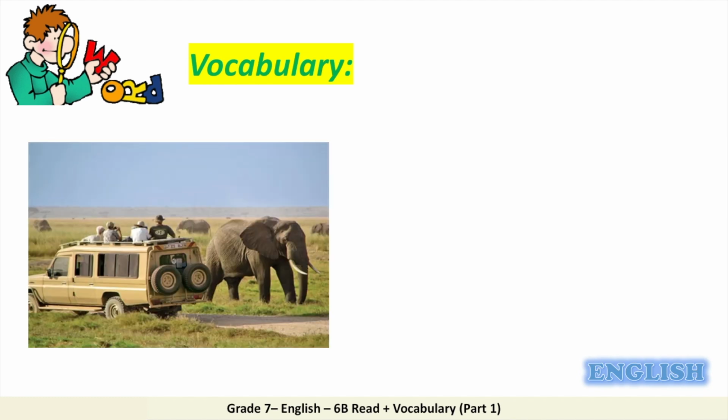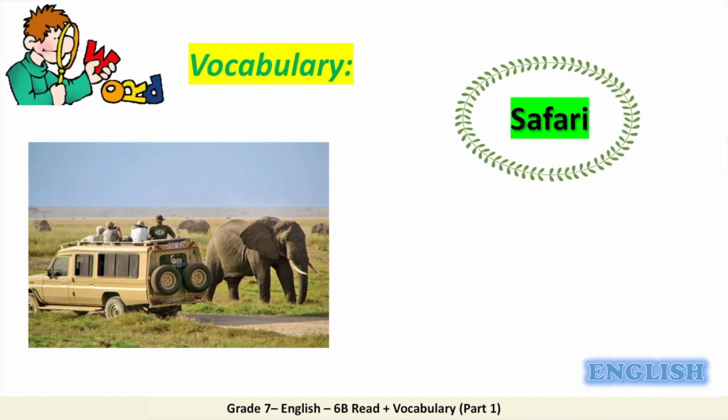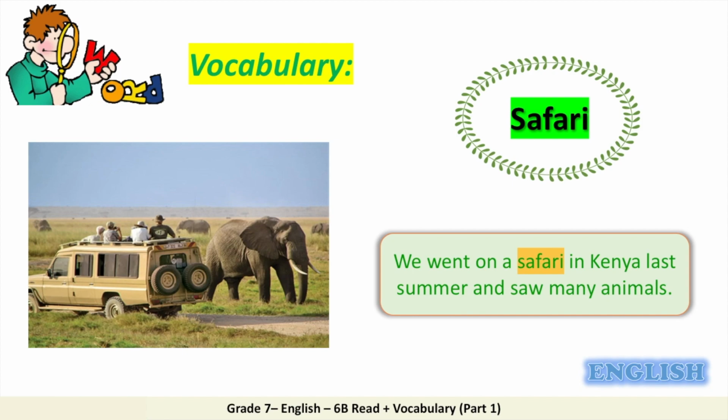Look at the picture. This type of trip is very exciting. It's a trip in a car, often in Africa, on which you go to watch wild animals and take photos of those different animals. So what do we call this type of trip? Great, safari. Repeat after me, safari. For example, we went on a safari in Kenya last summer and saw many animals.